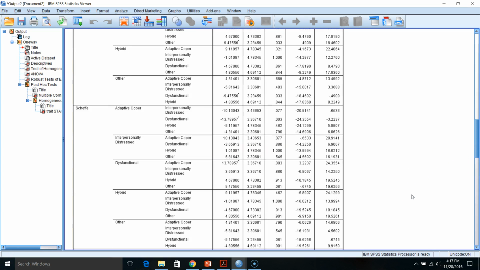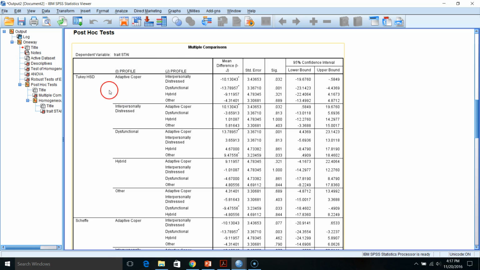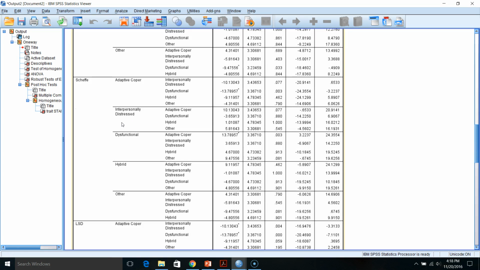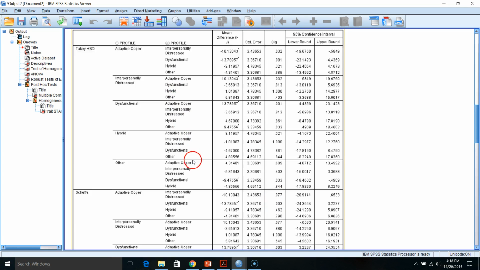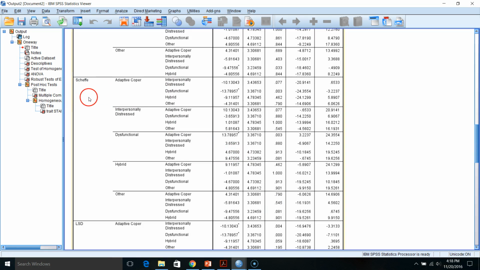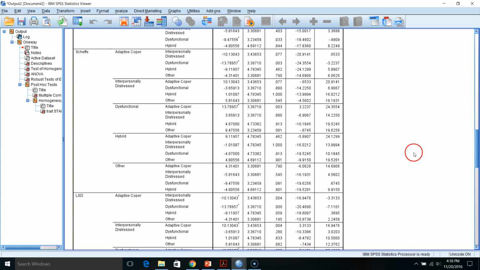If we go down to our Scheffé, though, remember that Scheffé is controlling for all possible comparisons. This is controlling for all pairwise comparisons, so essentially all 10 unique comparisons here. If you go through and take a look, the adaptive coper versus interpersonally distressed comparison was statistically reliable when we used the Tukey-Kramer, but it's no longer coming up as statistically reliable using Scheffé.